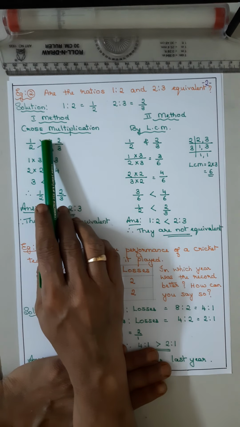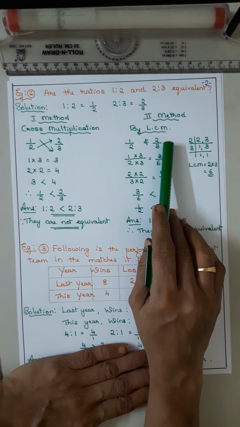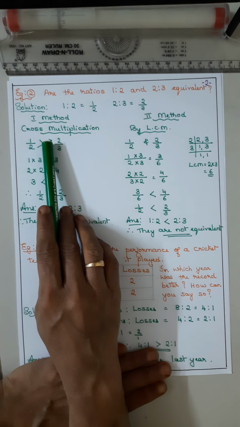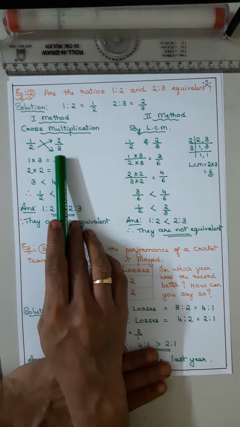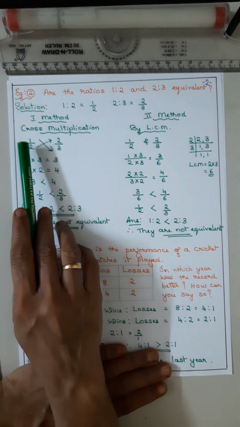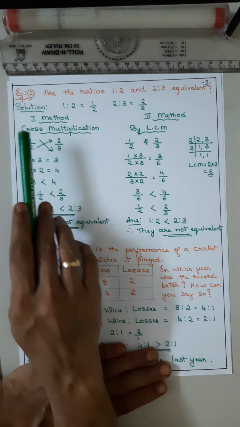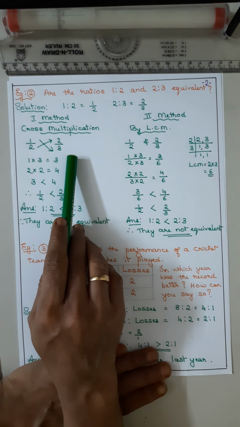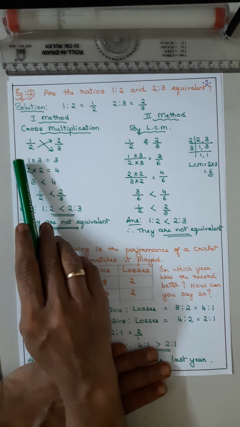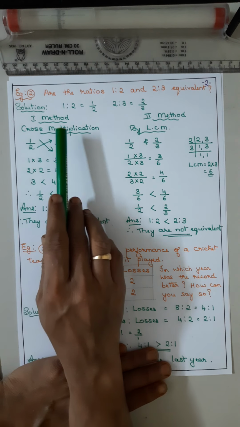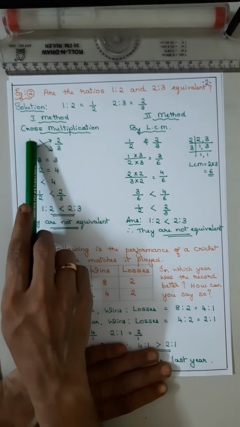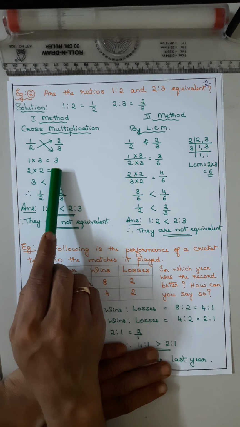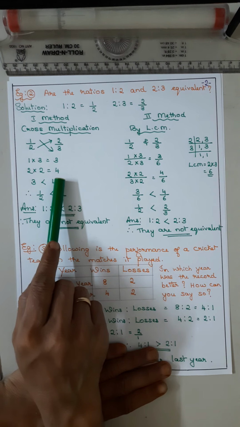The first method is cross multiplication, the second method is by taking the LCM. So cross multiplication, how is it to be done? So 1 by 2 and 2 by 3. In cross multiplication, you multiply the numerator of the first fraction with the denominator of the second, and then the denominator of the first fraction with the numerator of the second. So 1 into 3 is equal to 3, 2 into 2 is equal to 4.